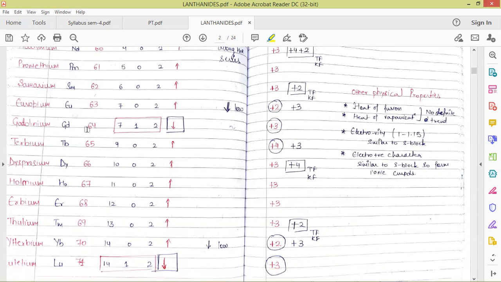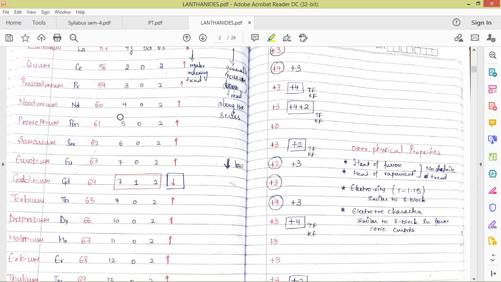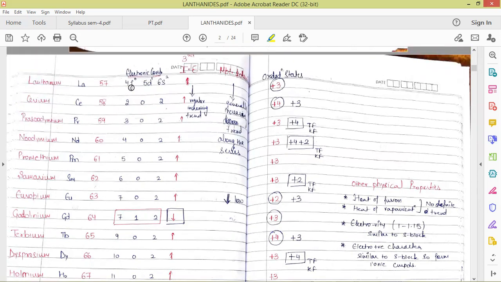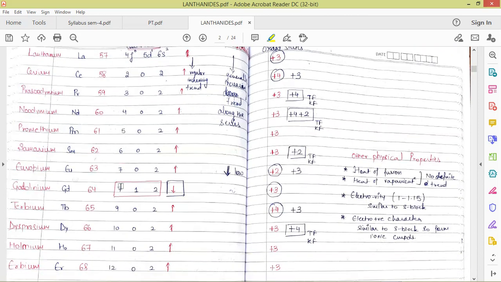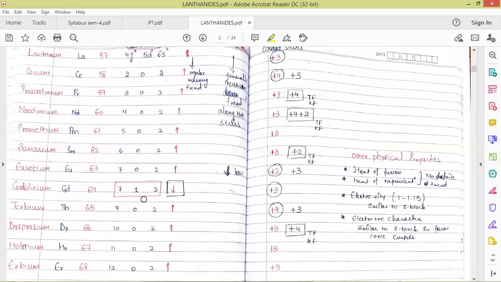For gadolinium, the next electron is to come into the 4f subshell, but as we all know, the total number of electrons which can be present in the f subshell is 14. So here 7 is the exactly half-filled electronic configuration. So it is exactly half-filled electronic configuration for europium.